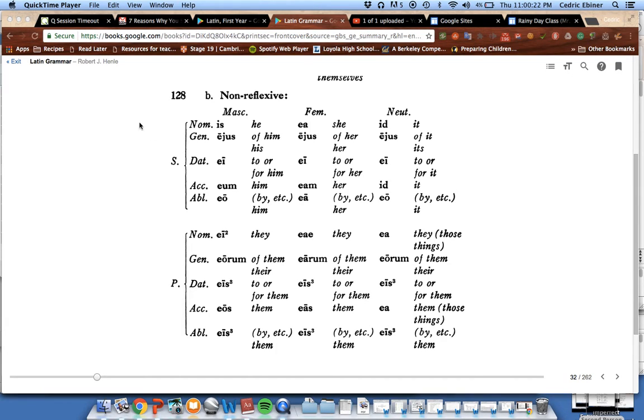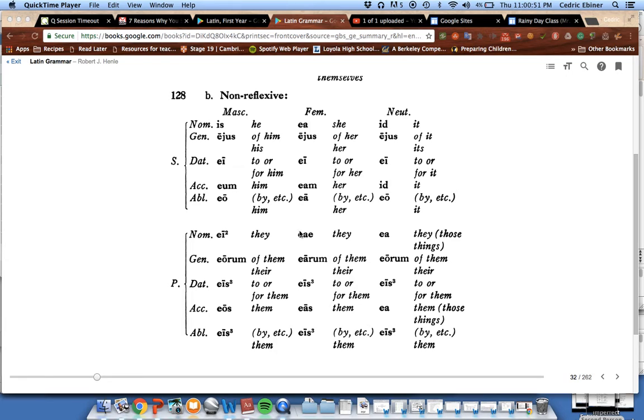You have the chart right here, number 128 in your grammar book, and you really, really should make an effort to know the declension of these pronouns. I've learned it in a cross like this: is, ea, id, eius, eius, eius, ei, ei, ei, eum, eam, id, eo, ea, eo. You can learn it like this or in columns, whatever works, but you really need to memorize it and get yourself familiar with these pronouns because they will show up all the time.